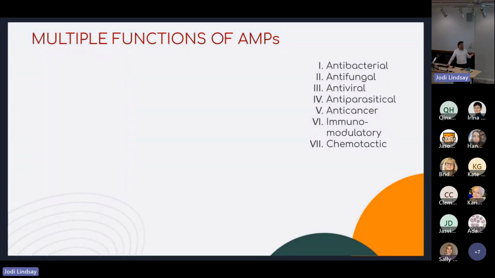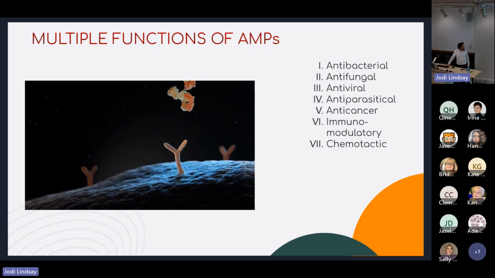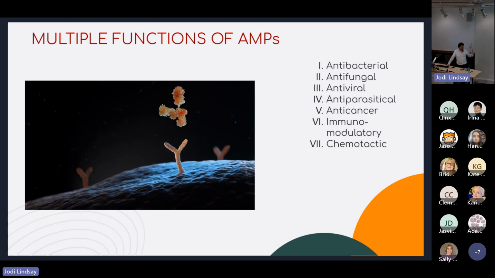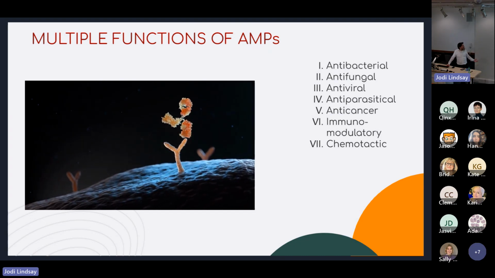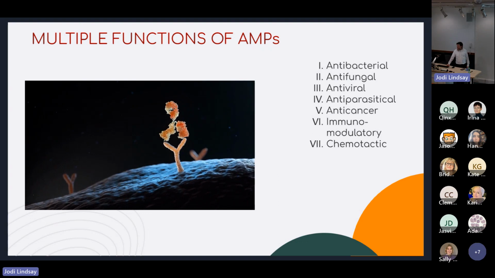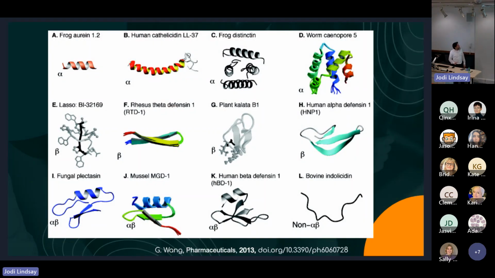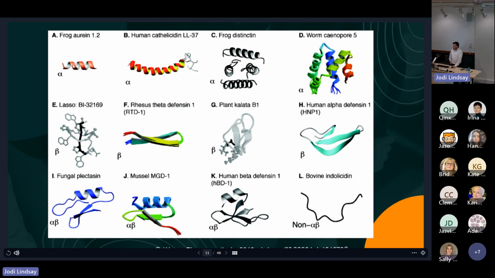As I said, in higher organisms, they are part of the innate immune system, and you can actually have a modulation of chemokines, cytokines, but they can also be chemotactic as well. They have different structures. You can see here it's a classical helical structure, but you also find beta sheets and obviously also combined structures.